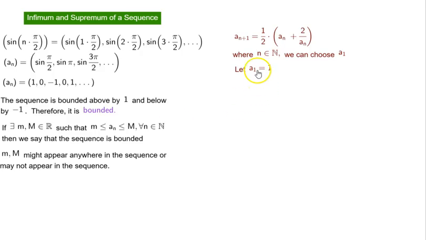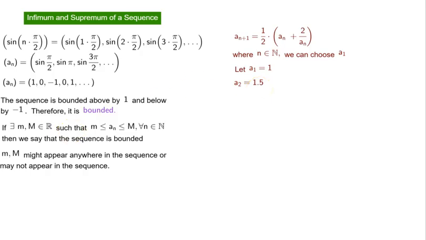Then what will be a sub 2? It will be 1 by 2 times 2 plus 2 by 2. So 2 by 2 is 1, 2 plus 1 is 3, 3 by 2 is 1.5. So we have a sub 2 is equal to 1.5.